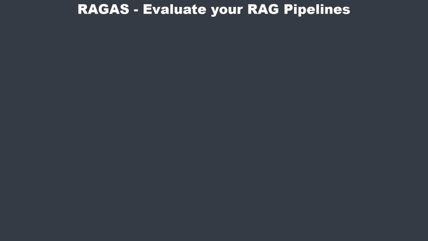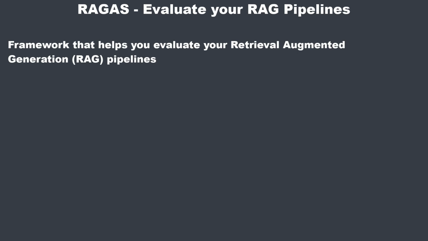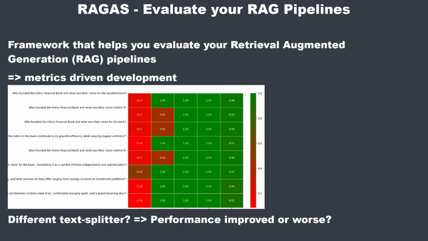Hi, today we're gonna have a look at RAGAS. RAGAS is a framework that allows you to evaluate retrieval augmented generation. This allows you to perform metrics-driven development. So for example, you want to change the chunk size of a text splitter, you then can run a RAG pipeline and see if metrics like faithfulness, answer relevancy, or context recall increase or decrease.